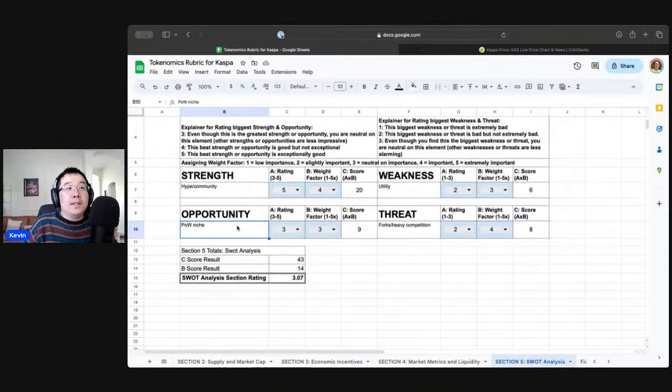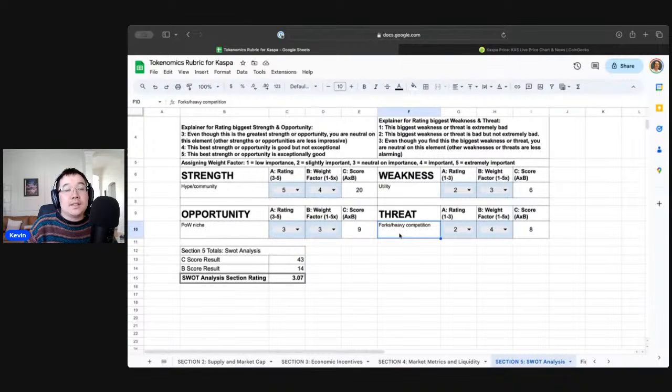Opportunity is, in my opinion, the fact that it's in the proof of work niche, because Ethereum left it. So there's a wide open proof of work niche and Bitcoin's doing its own thing. So I don't really count that. I give this a 3, which means it's kind of good. It's an opportunity, but it's not that amazing. I'm not that excited about the proof of work niche being wide open. And I give this a medium level amount of weight.